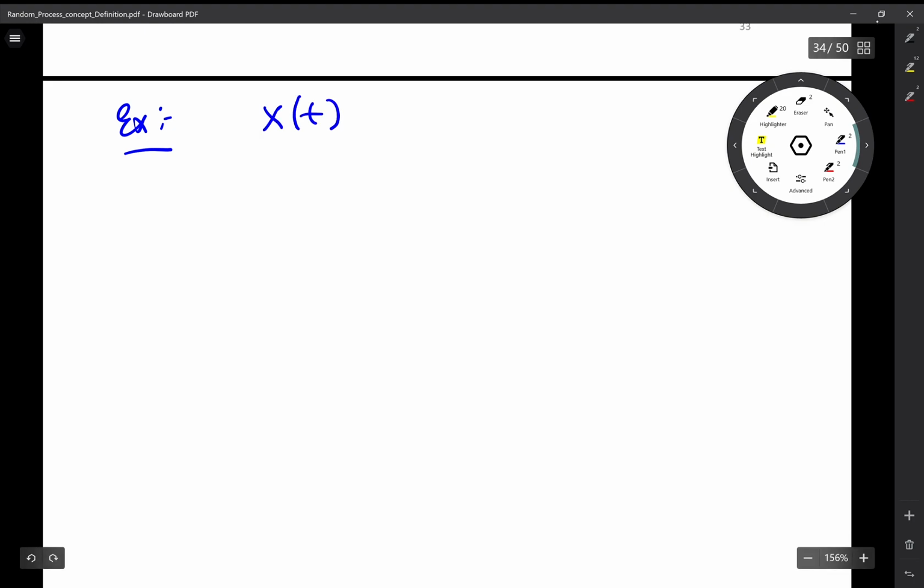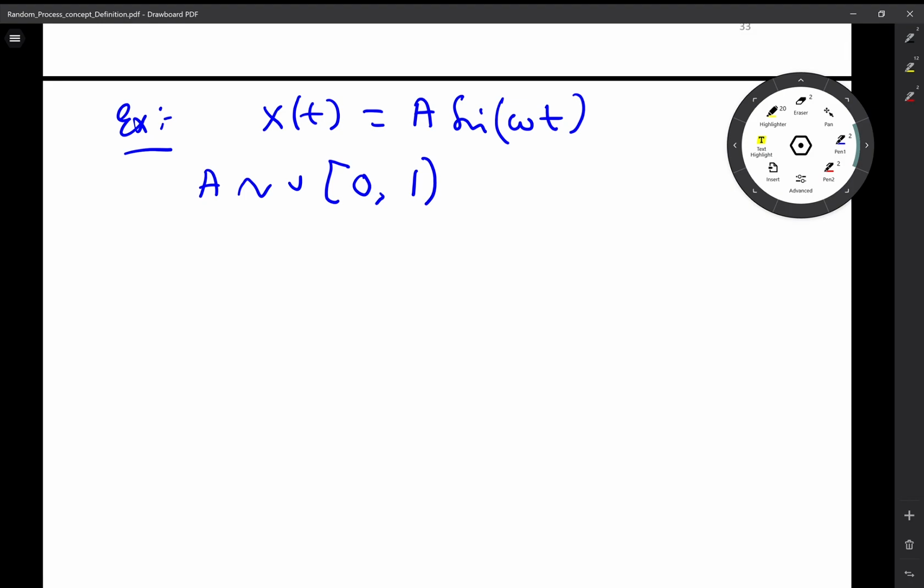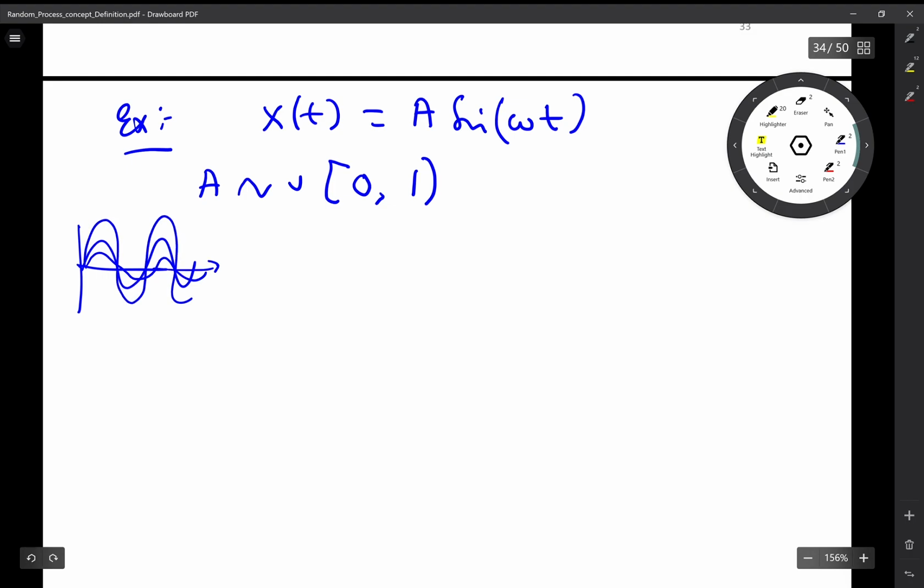So let's see, the X(t) is a random process of A sine omega t, where A is from a uniform distribution of 0, 1. Okay. So what does it mean? It means A will be something, another ensemble could be like this, another ensemble could be like this, and so on. Okay, t versus x.